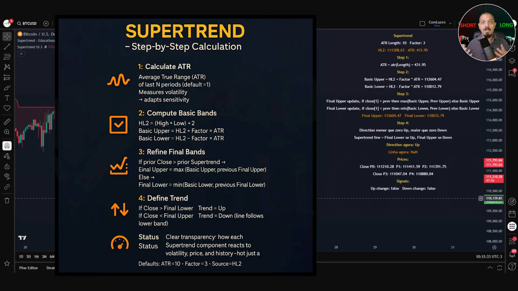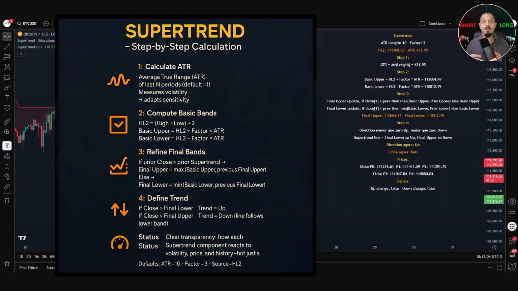Once we have the ATR, we move to step 2, calculating the basic upper and basic lower bands. These bands are derived from the average of the high and low prices, often called HL2, and then adjusted using a multiplier, known as the factor. The basic upper is HL2 plus the factor times the ATR. The basic lower is HL2 minus the factor times the ATR. These two levels form the initial framework for the trend signal.